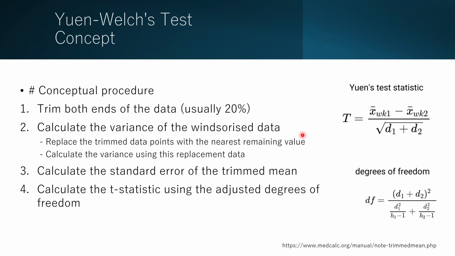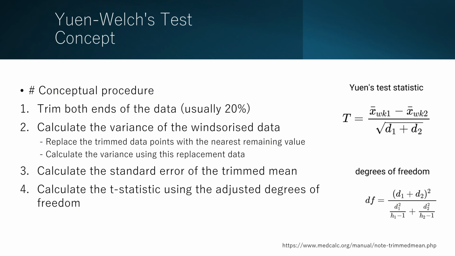Okay, next I would like to go to Yuen-Welch's test. Yuen-Welch's test is the third alternative, which is the robust and more modern way. The important point is the trimming: trimming both ends of the dataset, usually 20%. This is the Yuen-Welch's t-test. It's robust against outliers because of the trimming, and robust against unequal variances.